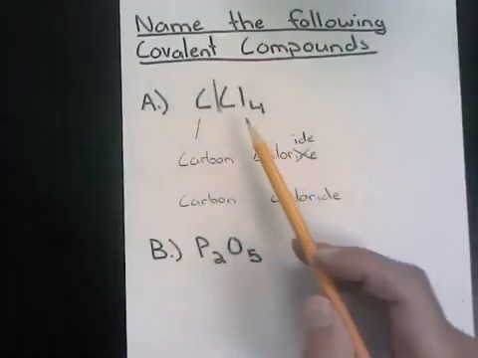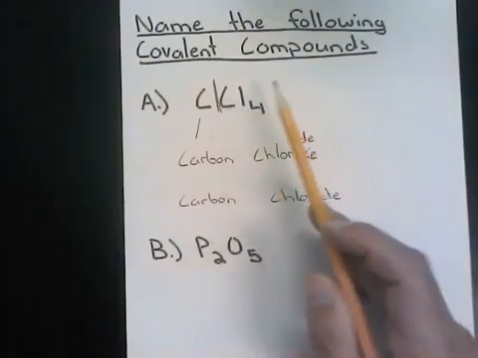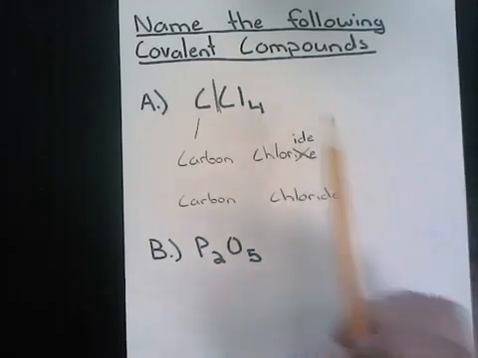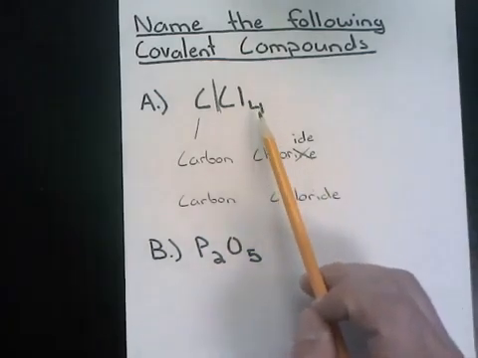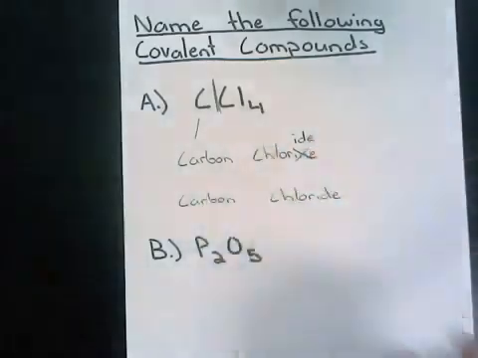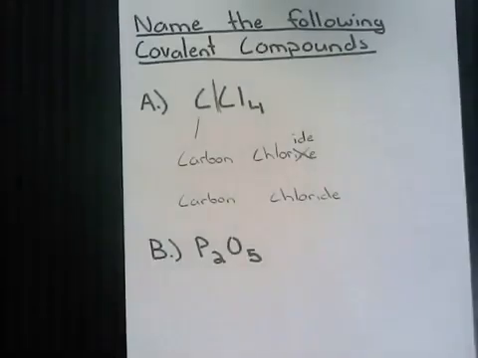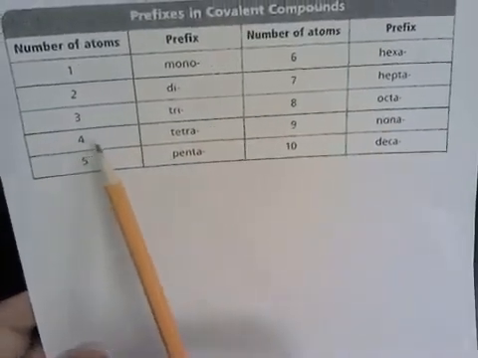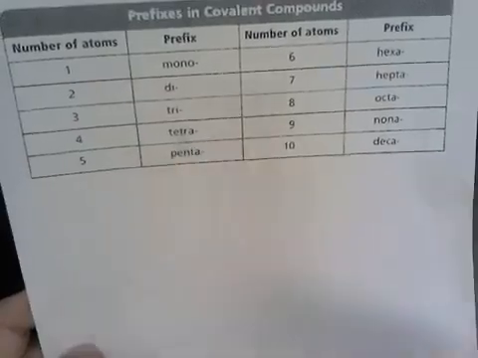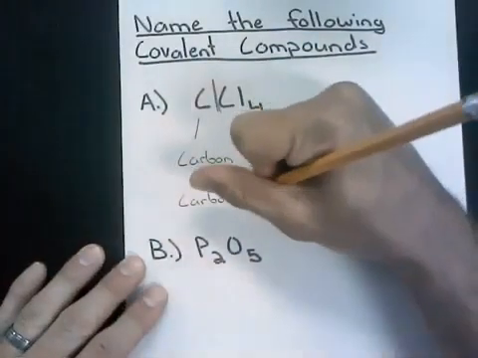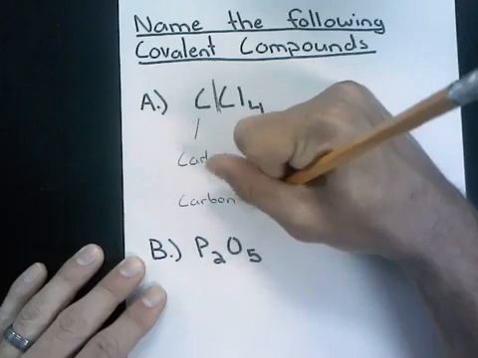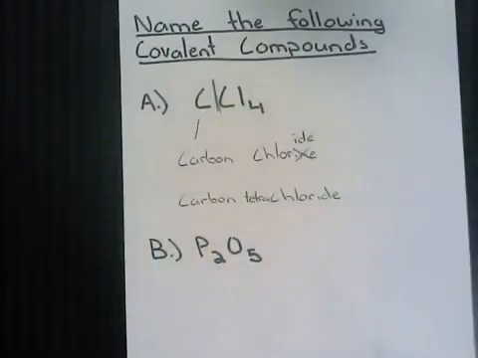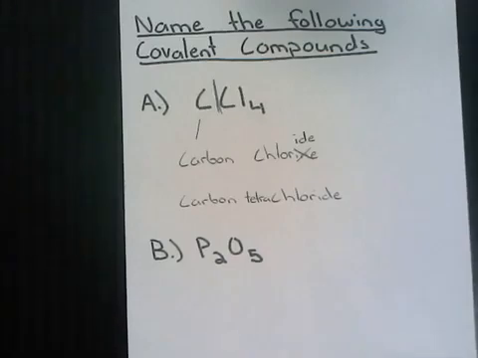So now we move on to our Cl. And always our second element listed will have a prefix. So we look at the subscript here, which is a subscript of 4. That means we have 4 Cl atoms. And the prefix for 4 Cl atoms is tetra. So in front of chloride, we add the prefix tetra. So this formula, CCl4, has the name of carbon tetrachloride.